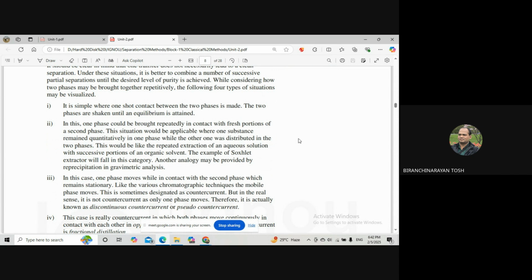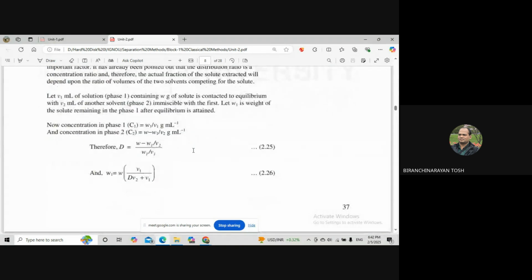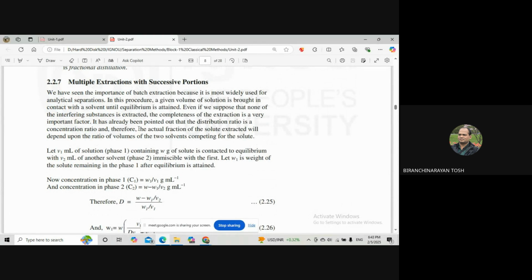This is multiple extraction with successive portions. So in this case, let V milliliter of solute in phase 1, derive the expression. In this procedure, a given volume of solution is brought in contact with a solvent until equilibrium is attained. Even if we suppose that none of the interfering substance is extracted, the completeness of extraction is a very important factor.